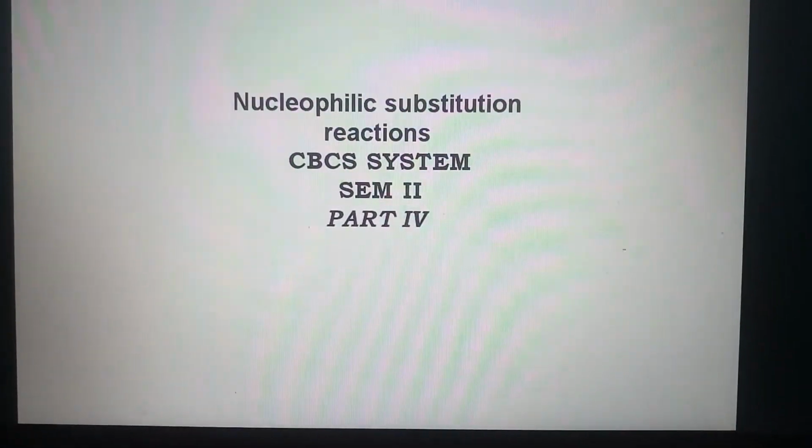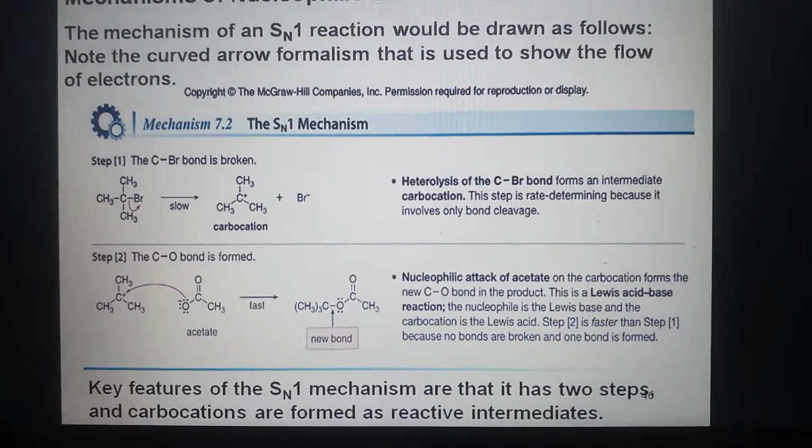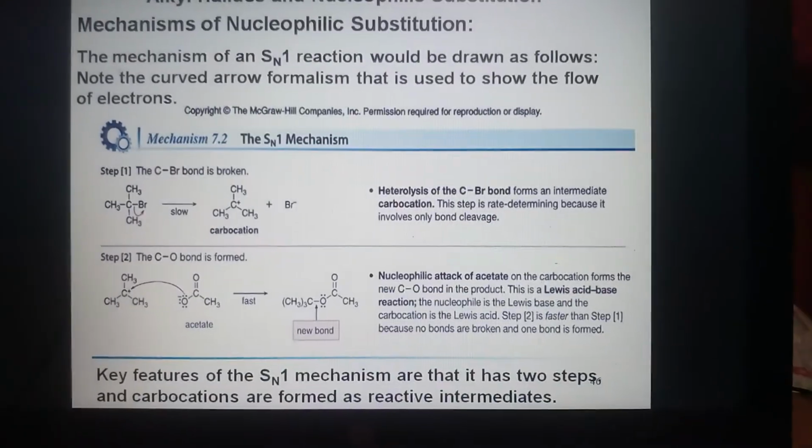Welcome to the video lecture Nucleophilic Substitution Reaction. In this part I will discuss the SN1 mechanism.